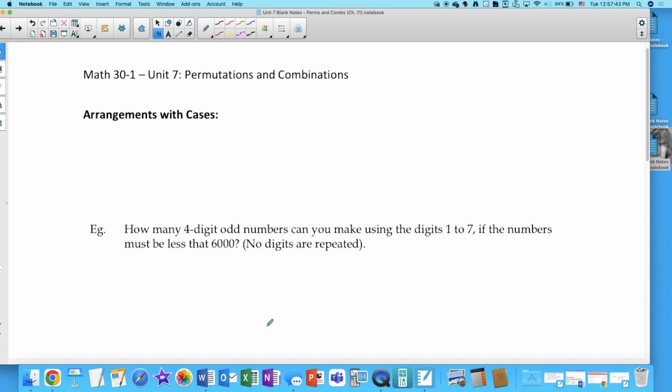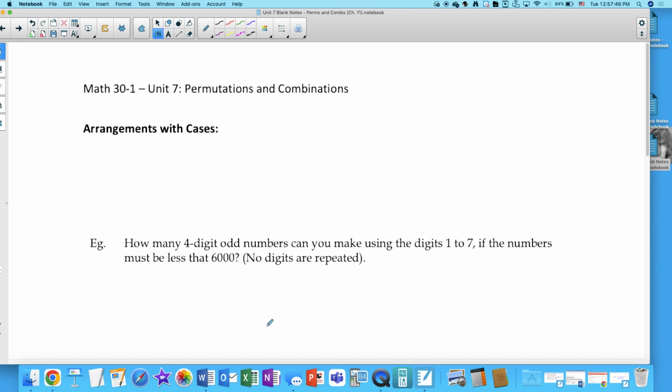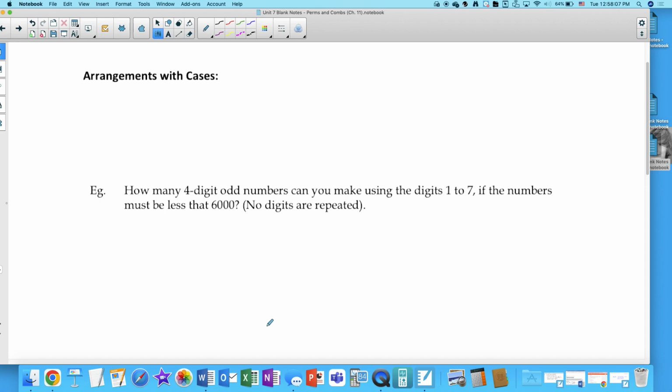Cases. Speaking of cases. Okay. When you are looking at a case situation, how many ways could you arrange this or that? Okay. There's a couple of words that you really want to look out for that indicate that you might be in a case situation. Okay. One of the words is or. Okay, but some other things that you could say is at least or at most.